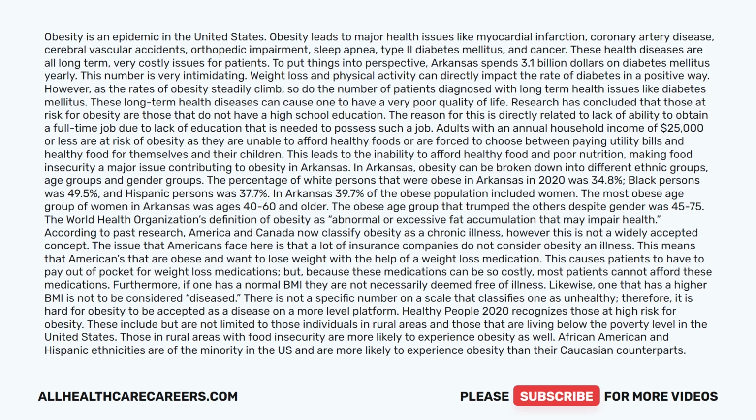Healthy People 2020 recognizes those at high risk for obesity. These include, but are not limited to, those individuals in rural areas and those that are living below the poverty level in the United States. Those in rural areas with food insecurity are more likely to experience obesity as well. African American and Hispanic ethnicities are of the minority in the U.S. and are more likely to experience obesity than their Caucasian counterparts.